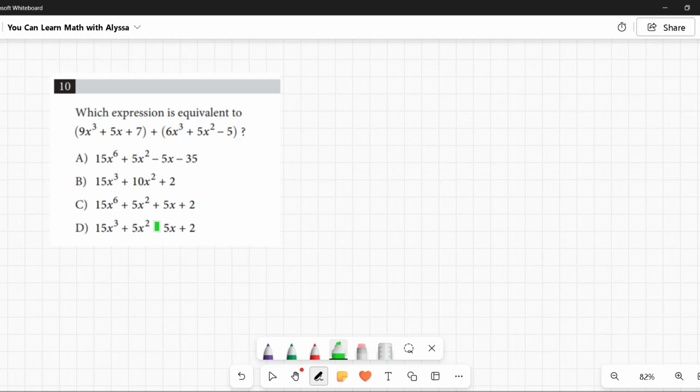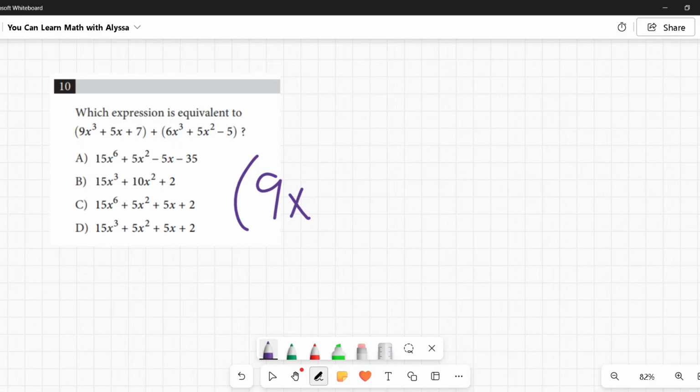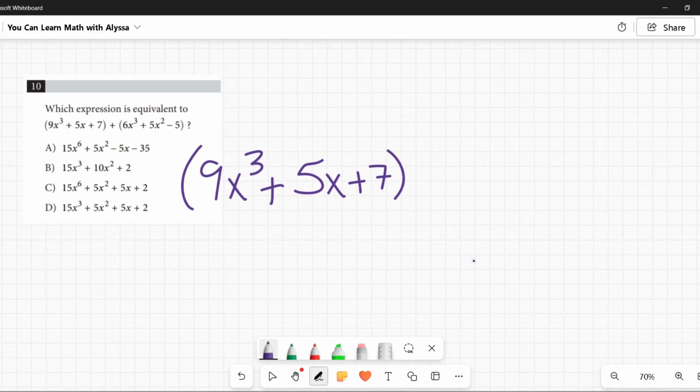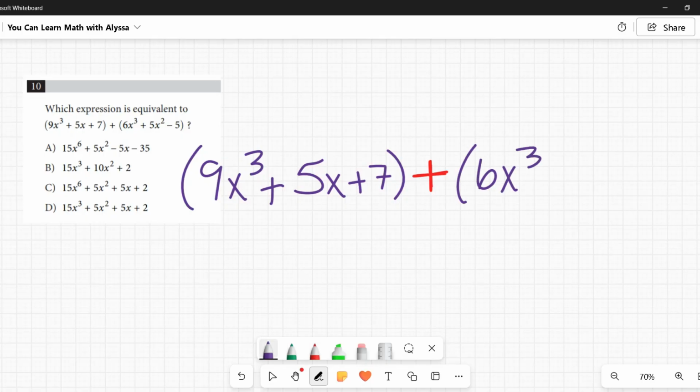Number 10. Which expression is equivalent to 9x cubed plus 5x plus 7 plus 6x cubed plus 5x squared minus 5? The only real wrinkle in these, or well, I'd say two little things to watch out for. One, this is the big one that gets people, is right here. If this is a minus, in this question it's not, it's a plus, but if that's a minus, that's where people get tripped up. And the other is not keeping track of all of their terms.